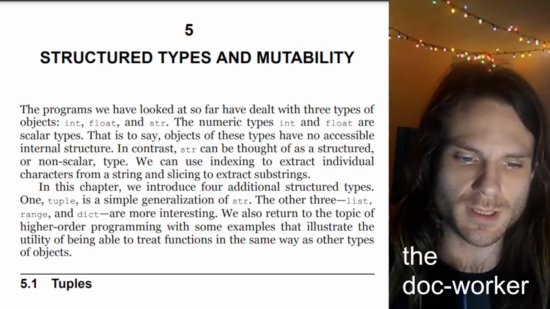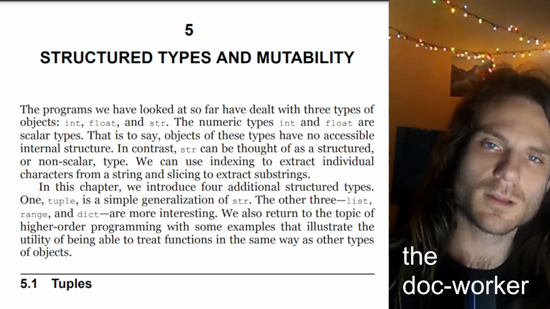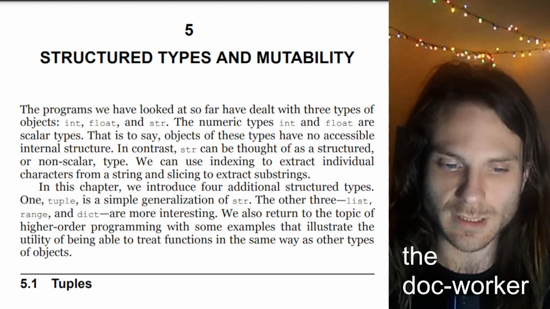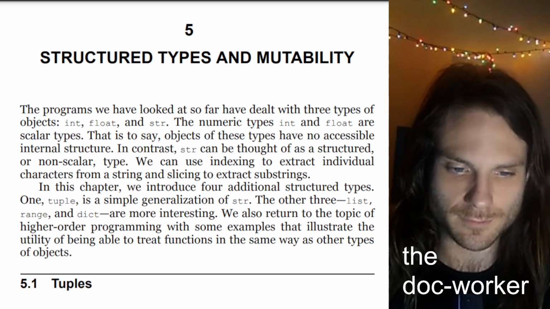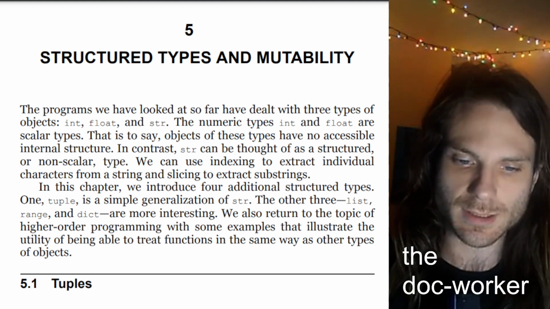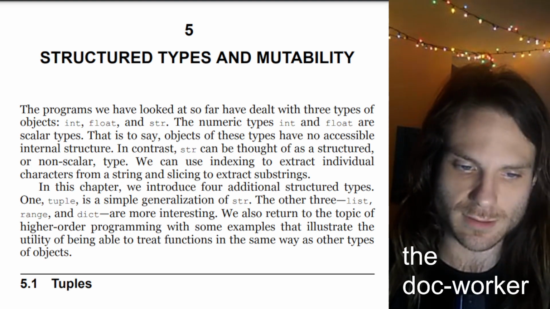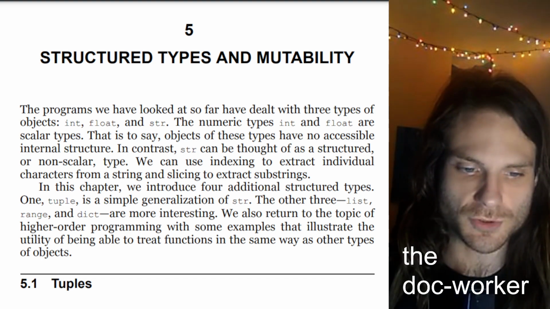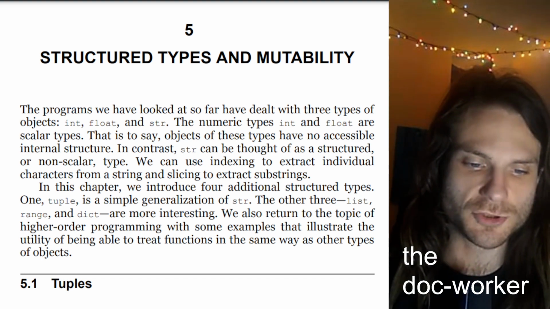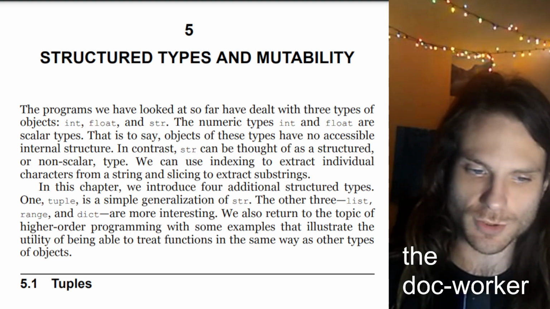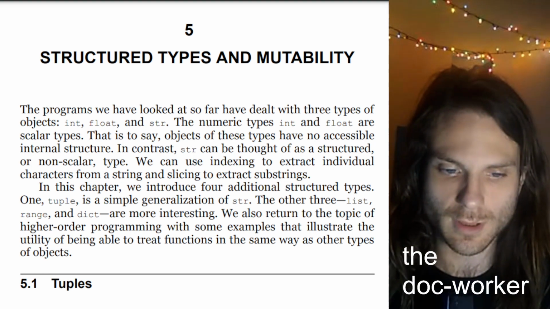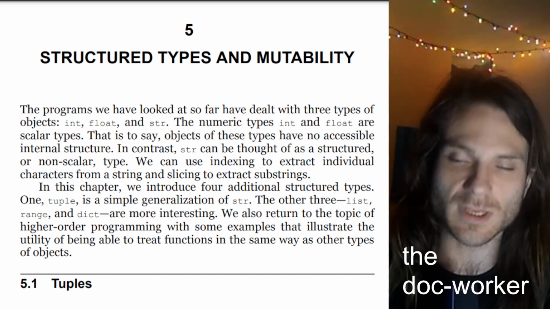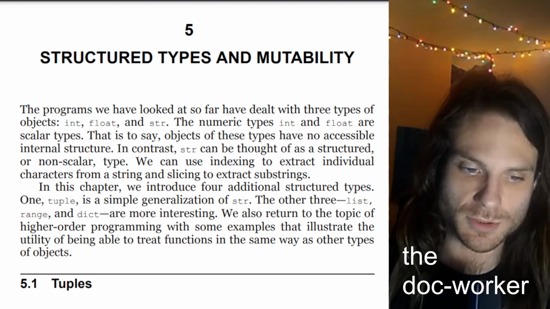Structured Types and Mutability. The programs we have looked at so far have dealt with three types of objects: int, float, and string. The numeric types int and float are scalar types. That is to say, objects of these types have no accessible internal structure. In contrast, str can be thought of as a structured or non-scalar type. We can use indexing to extract individual characters from a string and slicing to extract substrings.